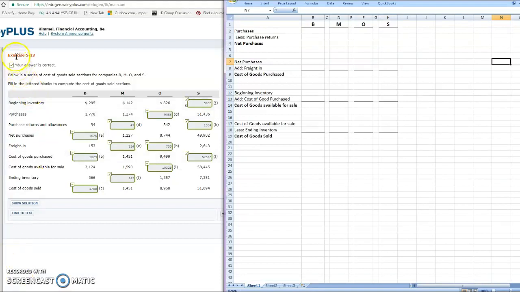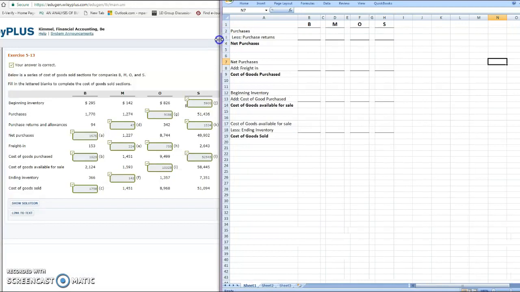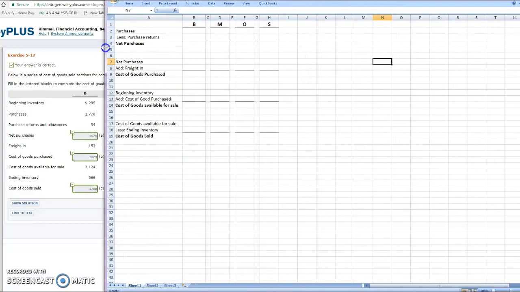So I have exercise 5-13. It says, below is a series of cost of goods sold sections for company B, M, O, and S. Fill in the lettered blanks to complete the cost of goods sold sections. I already put in my answers and I didn't know how to get rid of them, so we'll just do this and we'll take one at a time.